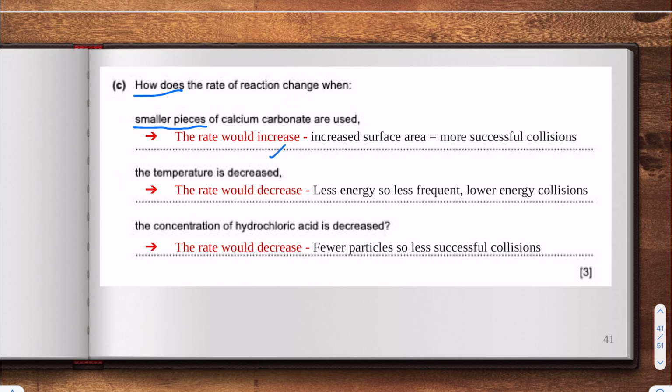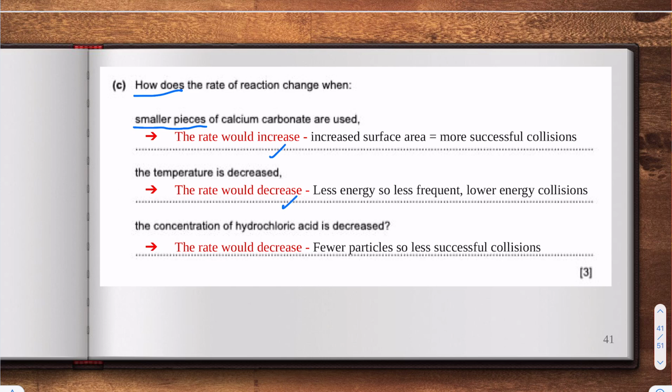But of course, we know it increases because there's an increased surface area, so more successful collisions. What about if we decrease the temperature? Well, then, of course, the rate itself would decrease because there's less energy in the particles. So not only will the collisions be less frequent, but they'll also collide with a lower energy.